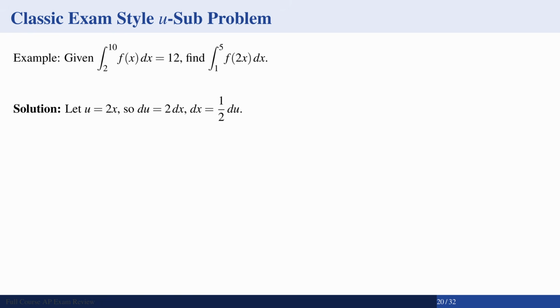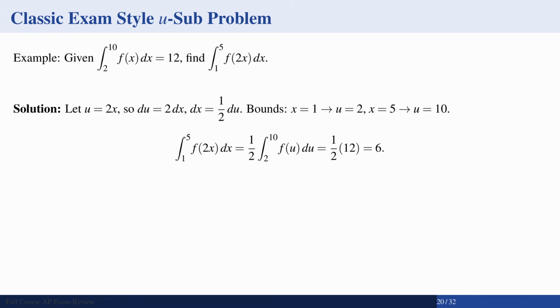We're going to sub for that. The bounds, x equals 1 becomes 2 because we're doubling it, and x equals 5 becomes 10. So when we go to substitute, we have dx is 1/2 du, our bounds become 2 and 10, and then we have f of u du. We know that the integral from 2 to 10 of f of u du, or f of x dx, that's a spelling choice, it doesn't matter, is 12. And so we just get 1/2 times 12, which is 6.